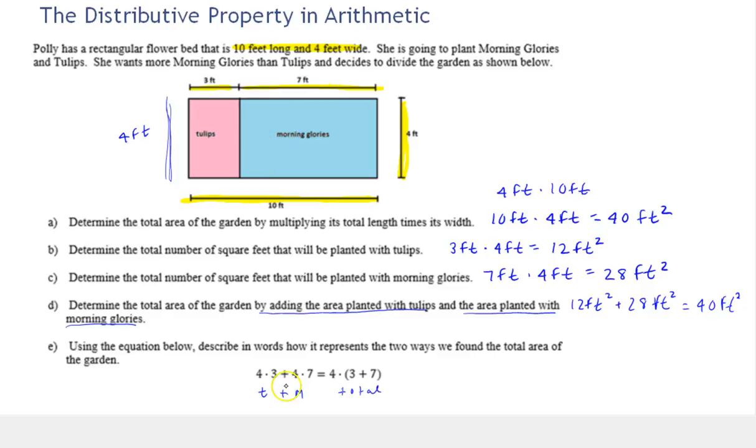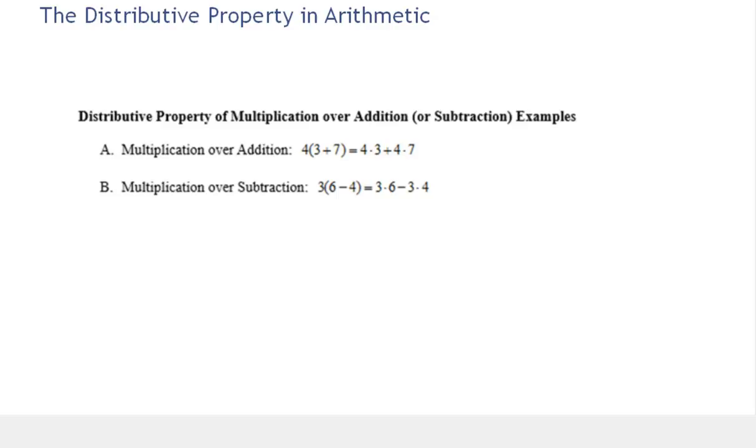Okay. Now, this is going to be a very important property for us for algebra. So let's sum it up using arithmetic on the next slide. The distributive property of multiplication over addition, and it also works for subtraction. Here are some examples. This may look familiar to you. If you have 4 times the sum of 3 plus 7 in parentheses, you can find that quantity. It's equal or equivalent to multiplying the 4 times the 3 and then adding the 4 times the 7.